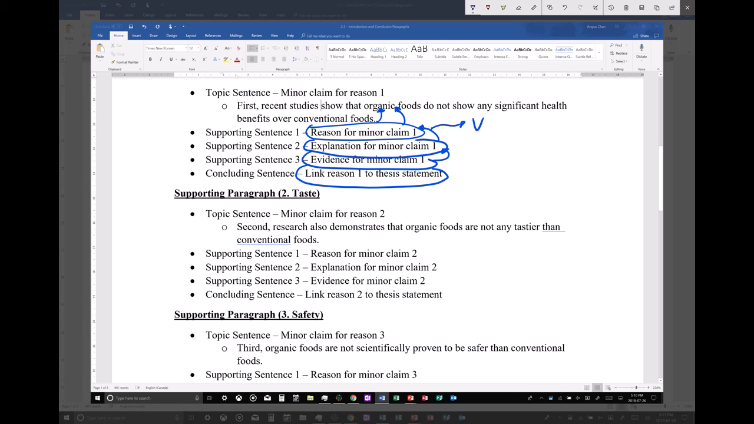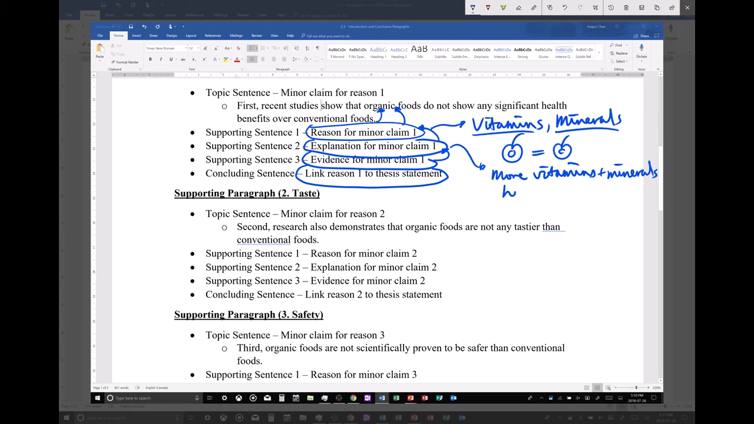So let's say, for example, you found that the vitamins, maybe the minerals are all the same. Let's say you have an organic apple and a conventional apple. You take a look at how much vitamins and minerals they have, it turns out to be the same or not different enough. So you'd say, they have the same level of vitamins and minerals, and you explain what that means. Well, more vitamins and minerals means healthier food. It's better for your health.